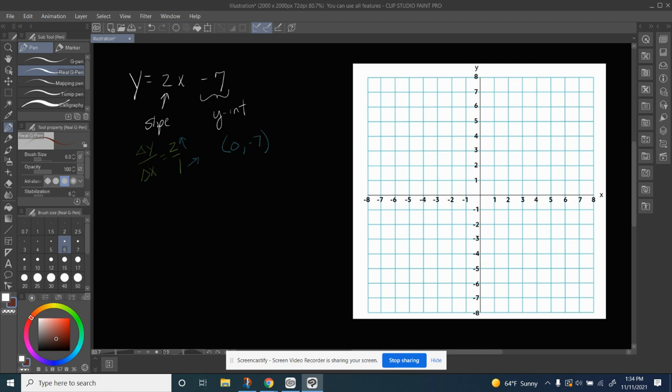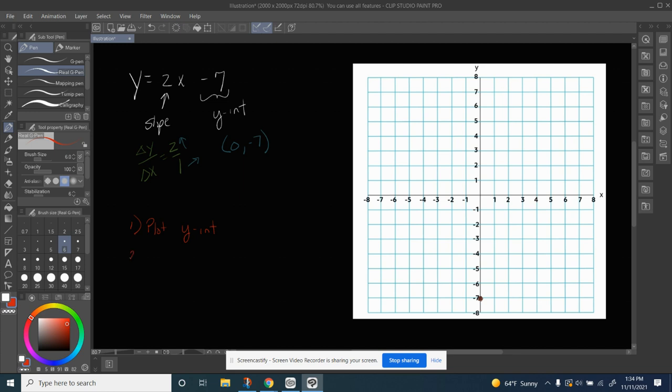So I'm going to graph this. We're going to start here, and we're going to plot our point here at negative 7. So that's the first part, is I want to plot my point at negative 7. So I'm going to say that step 1 is to plot the y-intercept. And that's what we did.